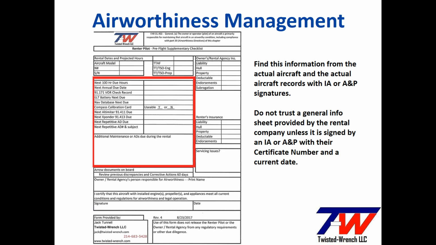You should be able to find records of the ELT inspection with the battery due date. Some training aircraft that operate in a limited area that is not within a Class B Mode C transponder area may not be required to have an ELT.